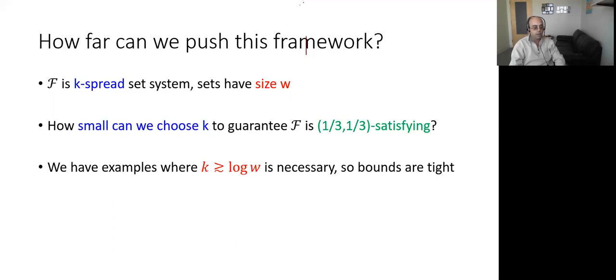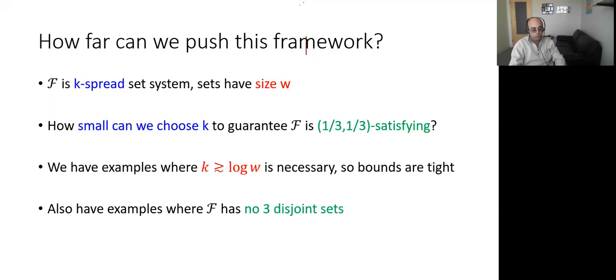And in fact, even if you want to bypass this satisfying argument and ask, what if I just want my set system to contain 3 disjoint sets? So forget about this satisfying condition, maybe that's the wrong way to go about it. What if I just want to prove that if my set system is pseudo-random, meaning k-spread, then it must contain 3 disjoint sets? Even then, you need something like log W, up to low order terms. So generally, in this approach, we will not get to something better than log W.